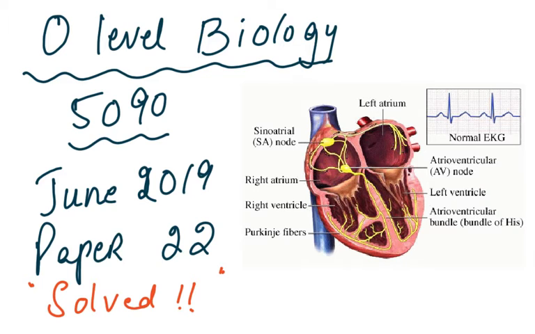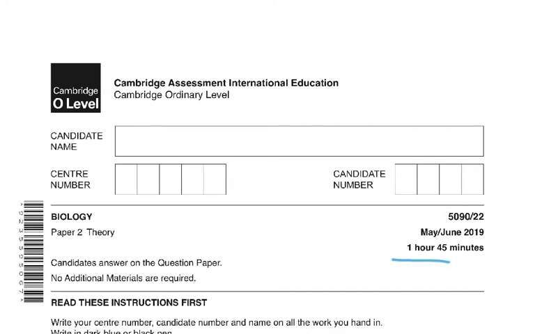This is the June 19 paper 2 and we're going to discuss this and let's see how we go along with it. The time for this paper, as you all know, is 1 hour 45 minutes, and you need to finish this paper in this specified time. And this, of course, is the June 19 paper.